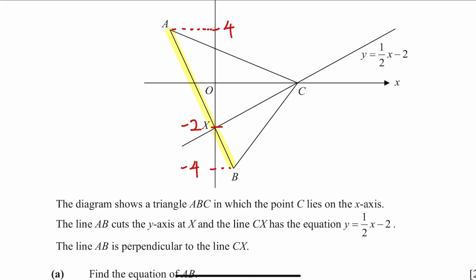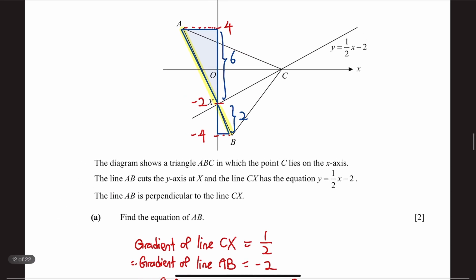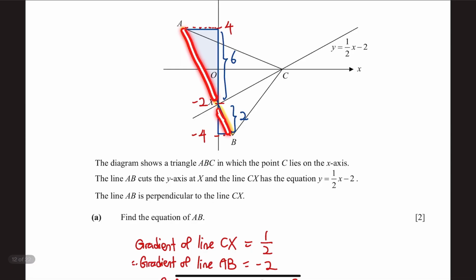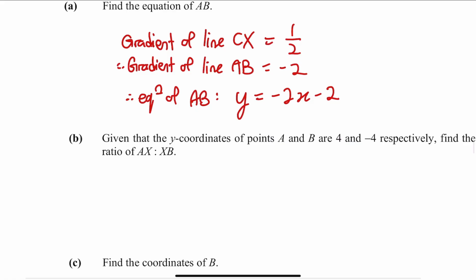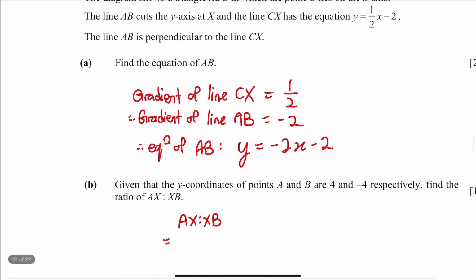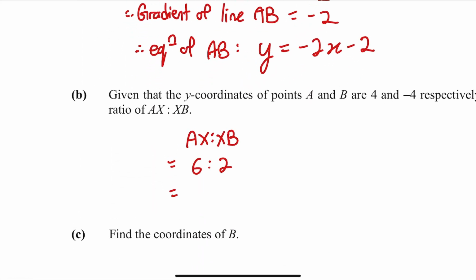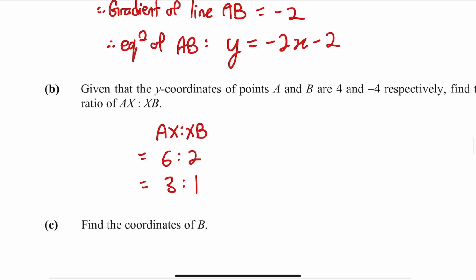You can easily see this is a similar triangles concept. If I highlight this triangle here in blue compared to this small triangle over here, you can see that these two are similar triangles. This length here is 6 units. This length here is 2 units. So very simply, the big triangle over the small triangle, AX to XB, is simply 6 units to 2 units, which is equal to 3:1. This is for part B.